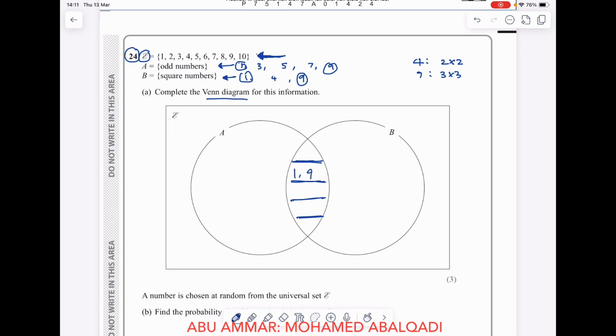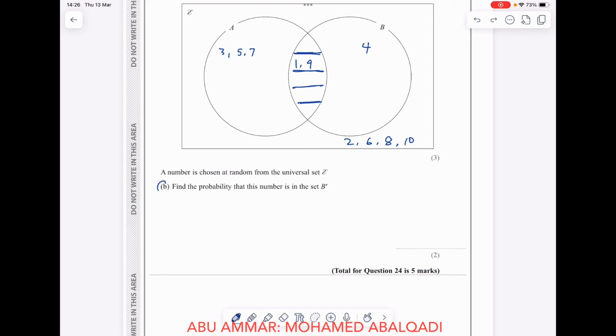Again, we will take all the odd numbers and put them in section A. All the odd numbers that are left, we will put them in section A, which are 3, 5, and 7. And all the square numbers that are left will go in section B. In this case is number 4. And all the numbers that have not been put in section A and B will go outside the circles but inside the box, and these numbers will be 2, 6, 8, and 10. So that is our Venn diagram.